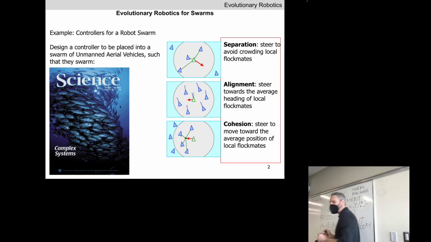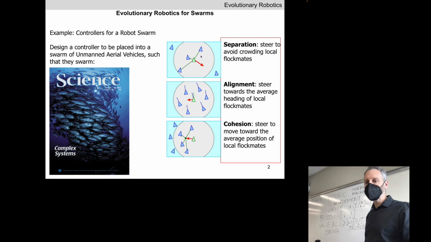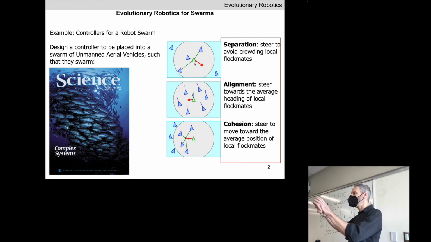Here's the original Boid algorithm. You have a bunch of these Boids operating in two-dimensional space. Each Boid, like the green Boid that you see here, has a sensing radius. It can sense all of its fellow Boids that are inside this circle. It cannot sense any of its partners that are outside this circle.